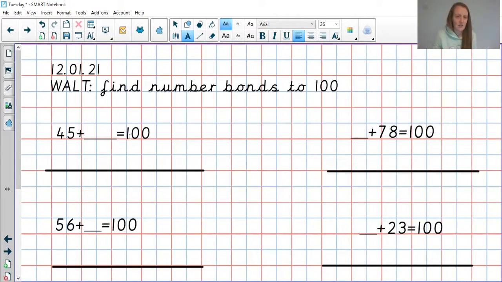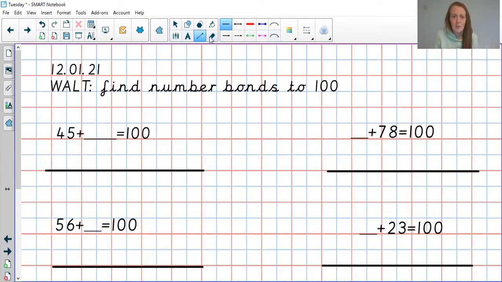So as you can see on the screen, I've got 45 add something equals 100, and I've drawn myself a number line underneath. I don't need a long number line. So I need to find out what the missing number is. Now I could mentally count up, but we're going to do our written method. So I'm just going to get a pen. You have to excuse my handwriting on this because it's not going to be as good as if I was writing on the board.